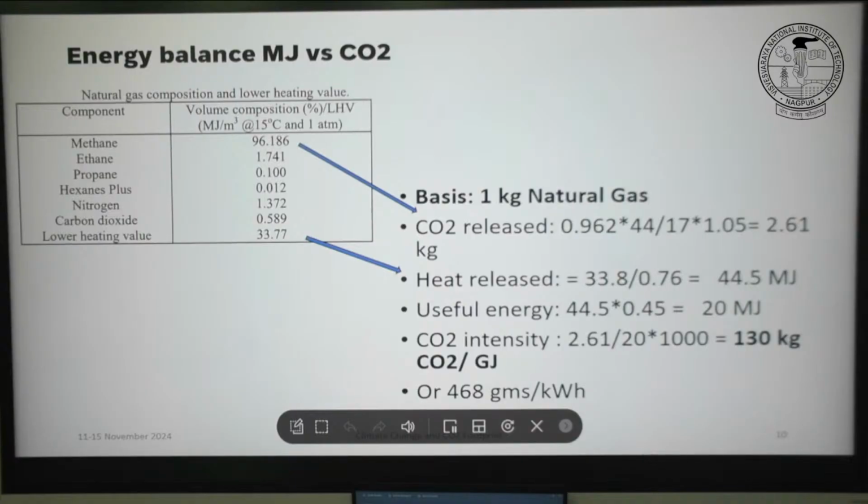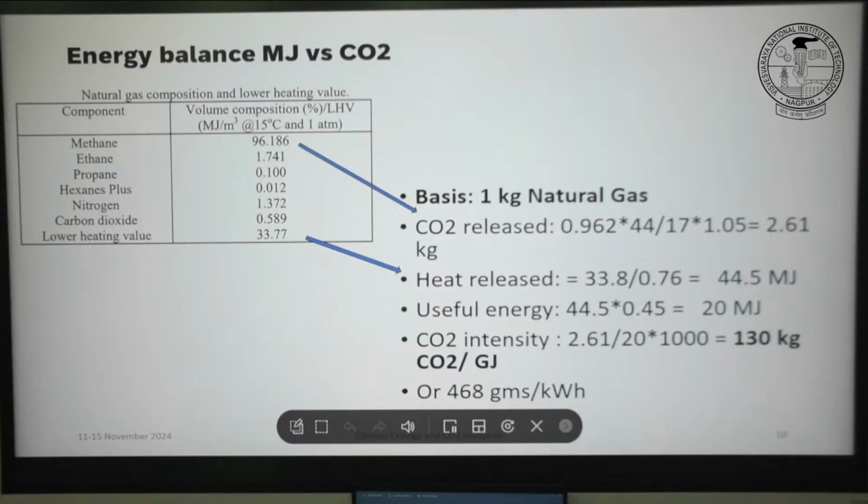Similarly, let's take an example of natural gas. So natural gas is most of the time about 95% methane, with some other hydrocarbons, and also CO2. Sometimes, depending on the source of the natural gas, there will be a lot of CO2 also associated with it, and you have to remove it. But typically this is the pipeline gas we have in most countries, also in India.